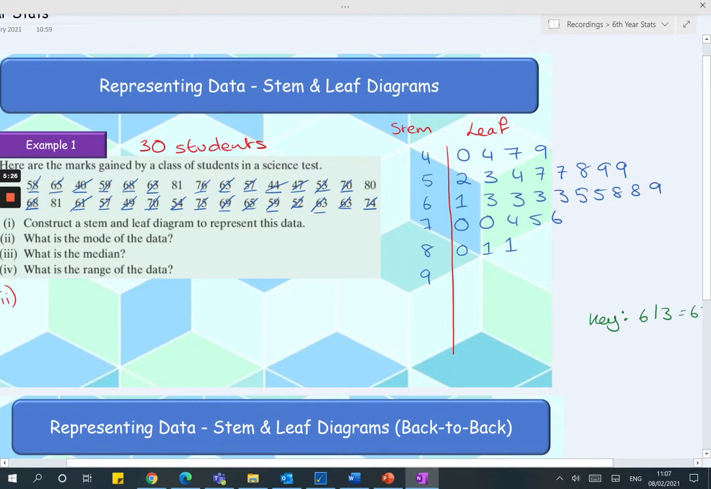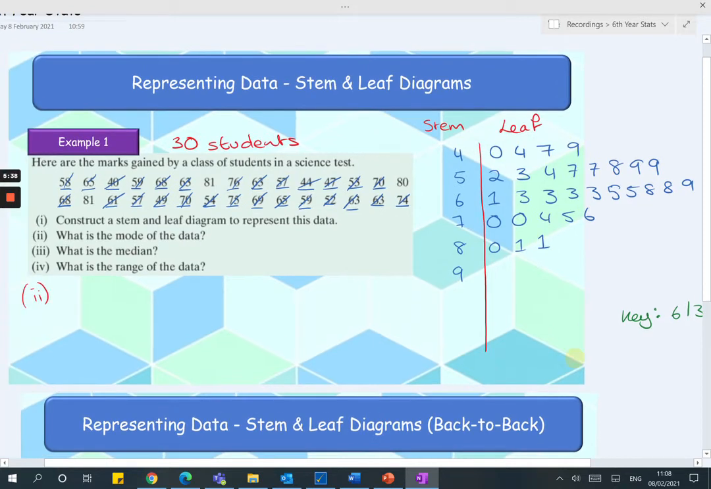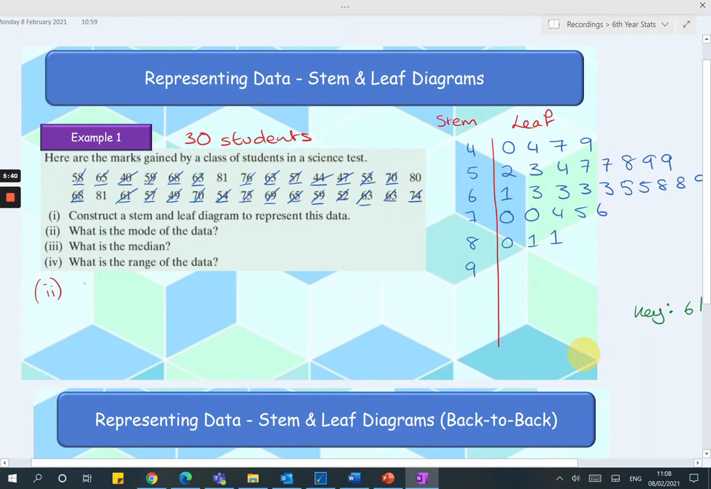So let's check. 1, 2, 3, 4, 5, 6, 7, 8, 9, 10, 11, 12, 13, 14, 15, 16, 17, 18, 19, 20, 21, 22, 23, 24, 25, 26, 27, 28, 29, 30. So that's how I knew I had one too many. However, 63 still occurs the most, so the mode is equal to 63 marks. Then they want me to find the median, and as again we went through in our measures of locations, we know now to find the median, we're going to use the formula.